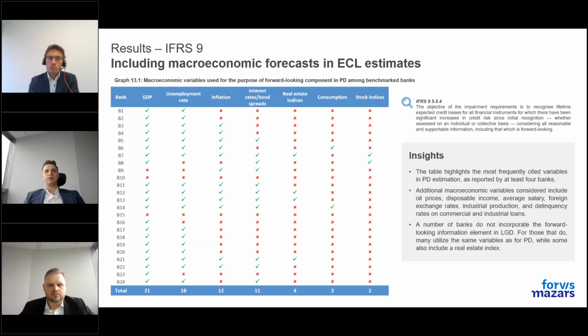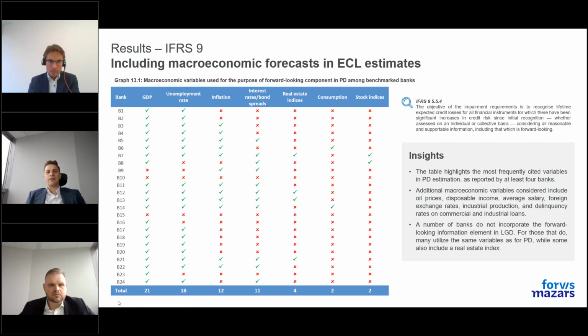Next variables are inflation and interest rate, where around half of banks utilize those characteristics, and other variables are less common. Real estate indices, in 4 cases, consumption, stock indices, and a number of other variables used by 1 or 2 banks.